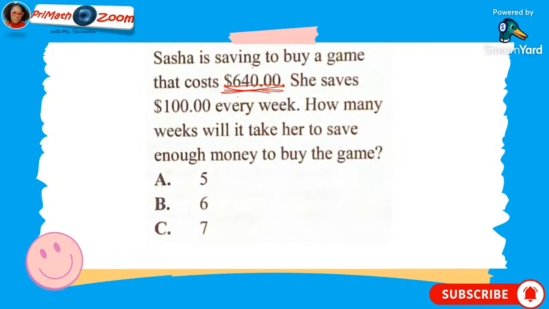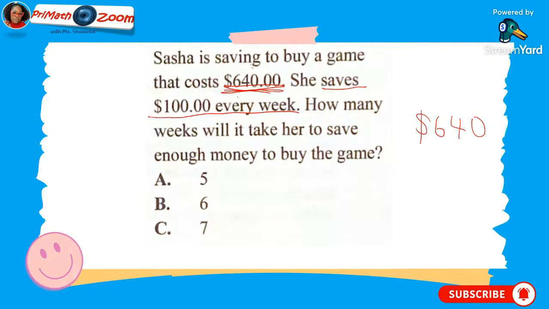Next question says, Sasha is saving to buy a game that costs $640. I like to put a line under the important information as I read. So $640. She saves $100 every week. How many weeks will it take her to save enough money to buy the game? How many weeks? So how much does she need? She needs $640. And if she's going to save $100 every week, how many weeks does she need to save to be able to afford this game?